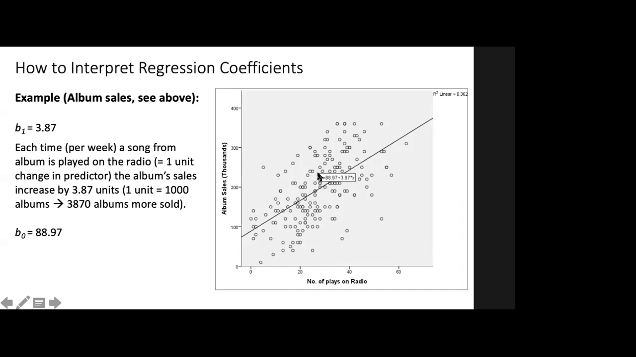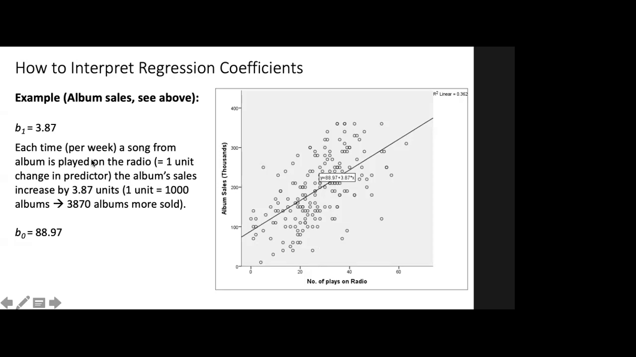So the album sales equals 88.97. That's our intercept, so that's where our regression line crosses the y-axis, plus 3.87 times our predictor variable, so the times that the song has been played on the radio.